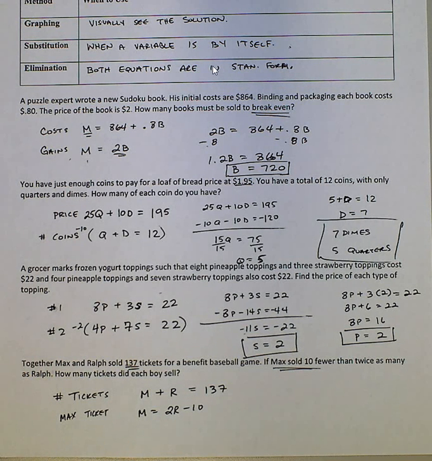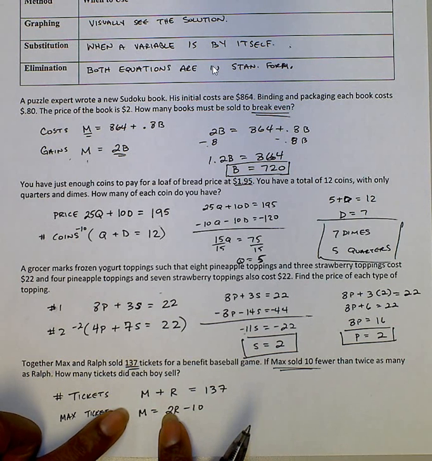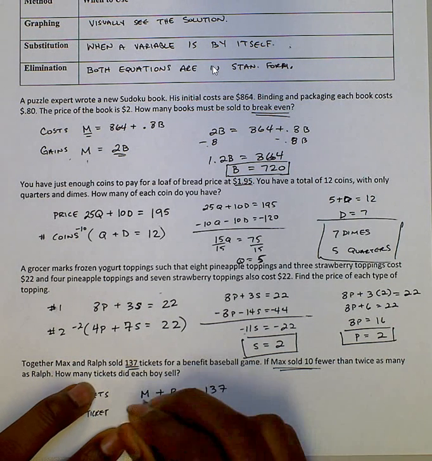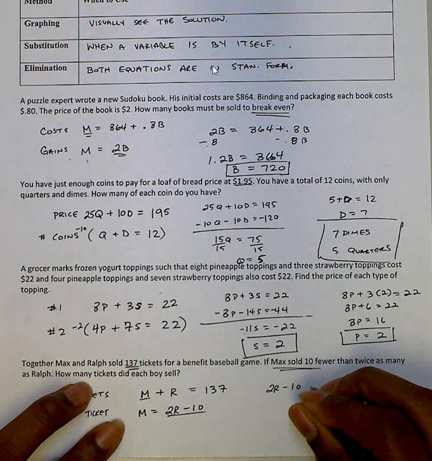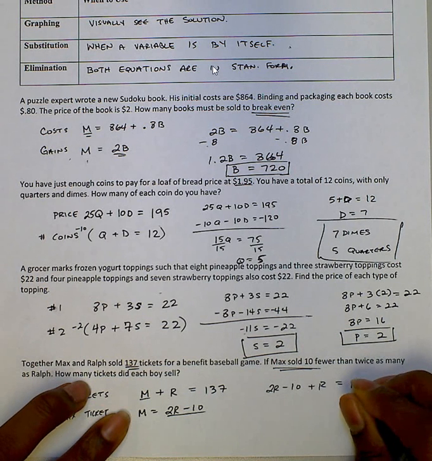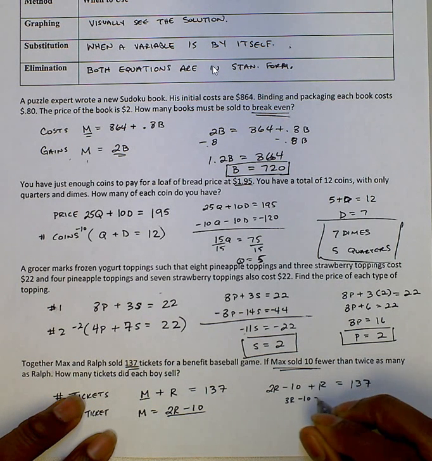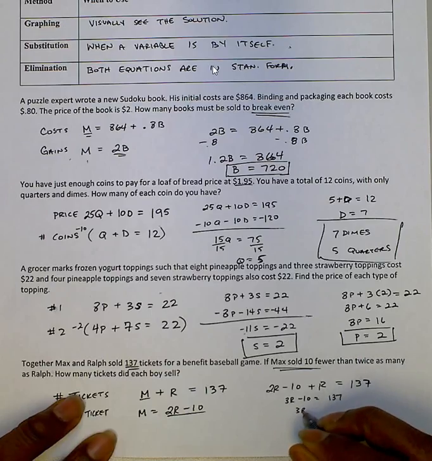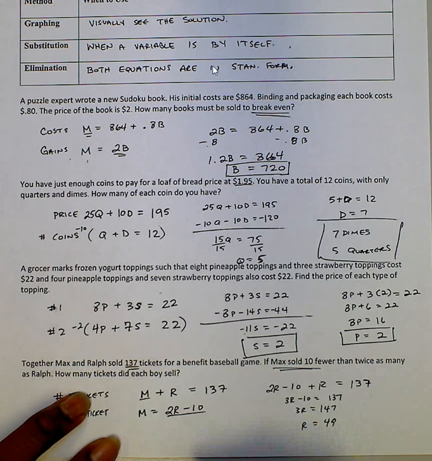So here are two equations for our system. You can see that this system is set up for substitution. We have M by itself in one of the equations. And so we're going to substitute to solve. In our first equation, instead of writing M, we're going to write 2R minus 10. That substitutes for M, plus R equals 137. And now we can solve this because there's only one variable. 3R minus 10 equals 137. 3R equals 147. And divide by 3, and we'll get R equals 49. So Ralph sold 49 tickets.